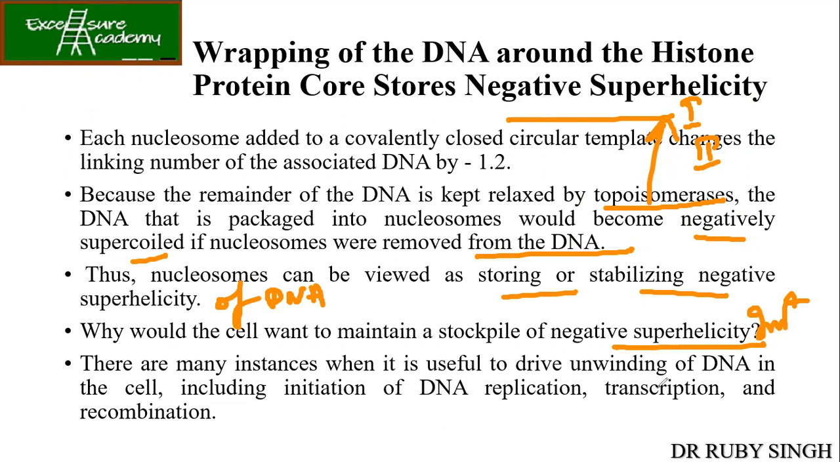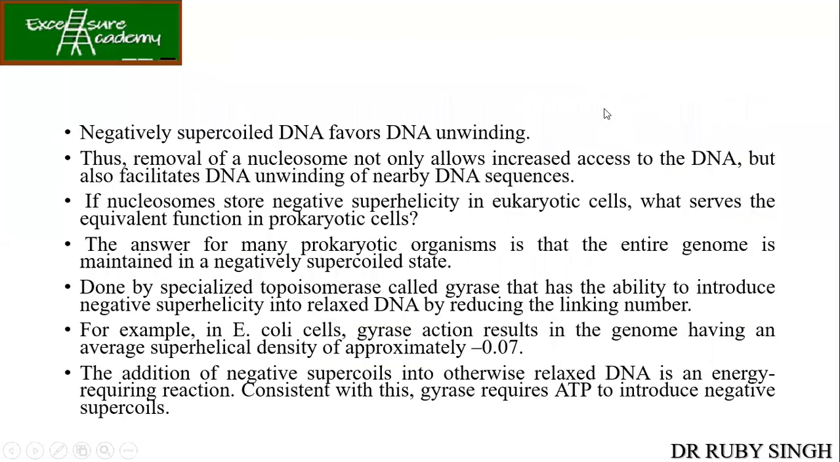This is important because in order to drive the unwinding of DNA in the cell, that is when gene expression is required. It helps in the unwinding of DNA. So negative supercoiled DNA favors DNA unwinding, and this unwinding is required so that you can carry out gene expression like replication, transcription, etc. Thus, removal of a nucleosome not only allows increased access to the DNA, but it will also facilitate the unwinding of the nearby DNA sequences which is required for gene expression.